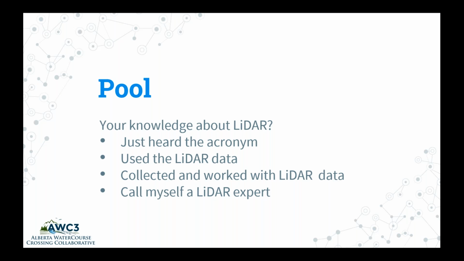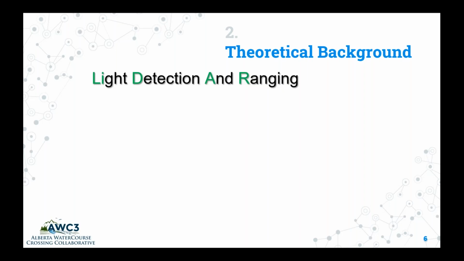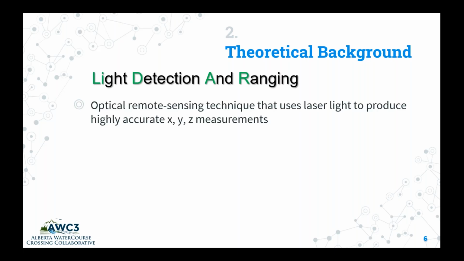Okay, so yeah, that 41 percent is a big number, so we can definitely start with some introduction. LiDAR stands for light detection and ranging. It's an optical remote sensing technique that uses laser light to produce high accuracy X, Y, and Z measurements. These measurements depend upon a particular reference, such as a Cartesian coordinate system, or can be broadened to a geographical coordinate system.